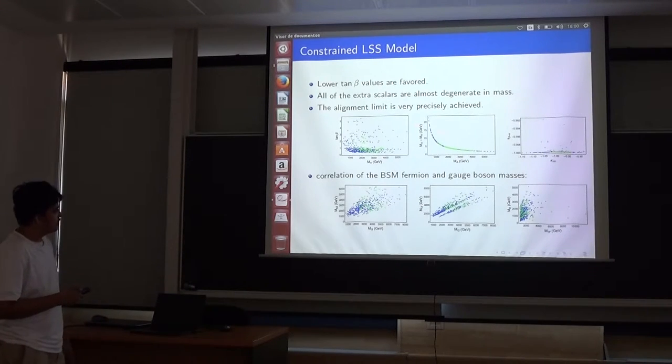And then we haven't put it explicitly, but the alignment limit is satisfied very precisely, because these are the deviations. All the points we can see are very close to the alignment limit.